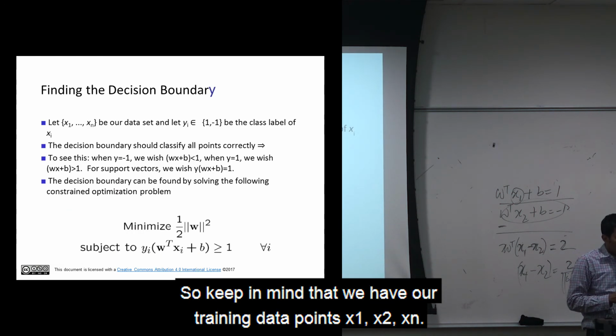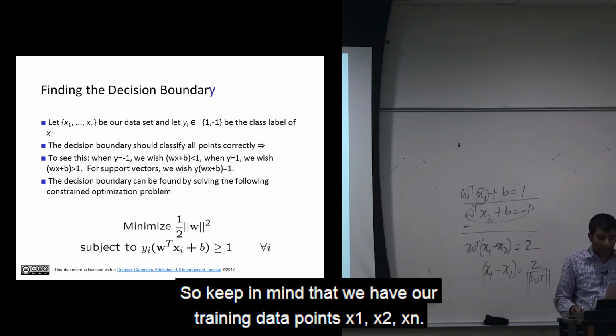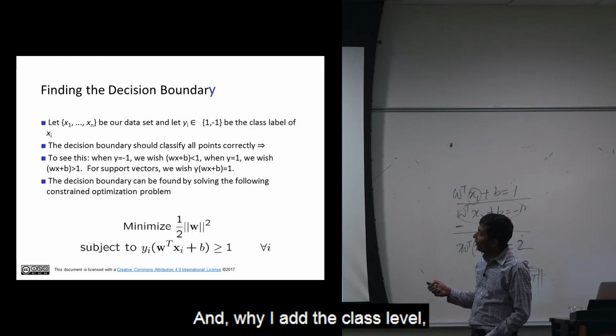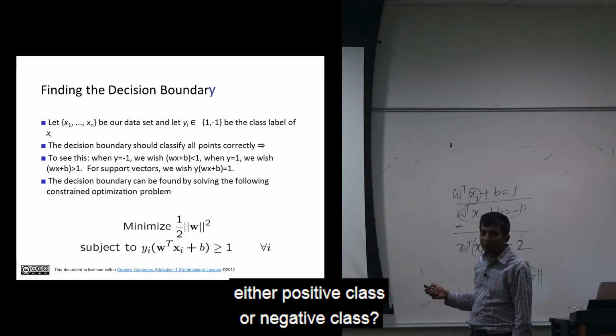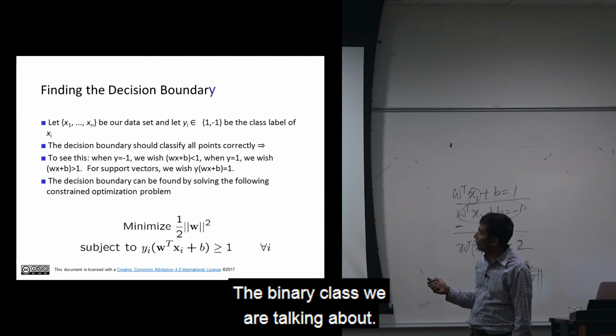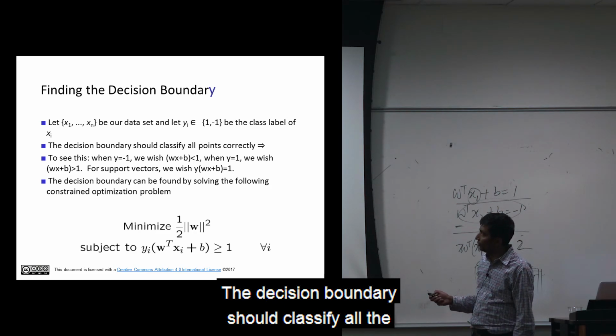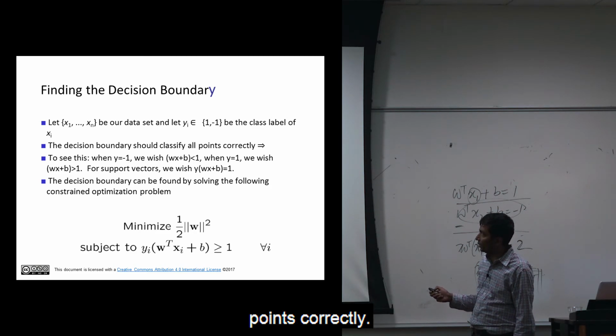So keep in mind that we have training data points x1, x2, ..., xn, and yi is the class label, either positive class or negative class. It is a binary classification we are talking about. Each xi is a data point, which will be a vector. The decision boundary should classify all the points correctly.